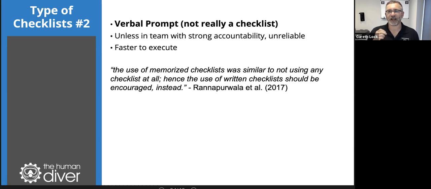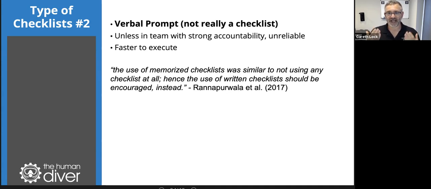It's something that allows you to trigger memories and actions that need to be done. The problem is, in this quote here from a research paper 4 years ago, memorized checklists are no real better than no checklist at all, unless you're in a team environment where you're happy to hold each other accountable and make sure that the drills get done.